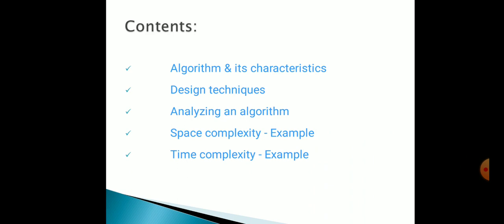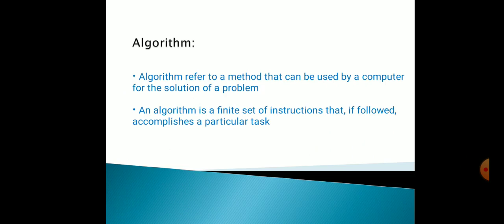First of all, what is meant by an algorithm? Algorithm is a method that can be used by a computer for the solution of a problem. In computer science, we need to develop solutions for complex problems. So in the initial stage, we have to develop an algorithm, and depending on its performance, we can convert that algorithm into a program. And an algorithm should have a finite set of instructions, and if we follow those instructions, it accomplishes a particular task.